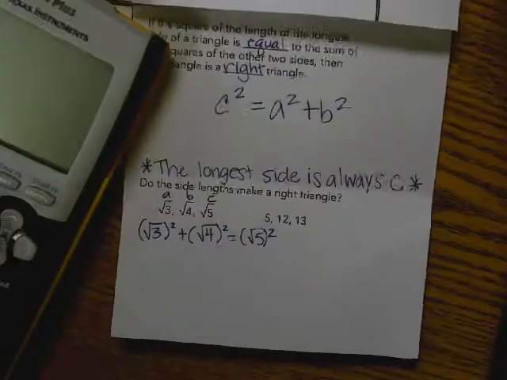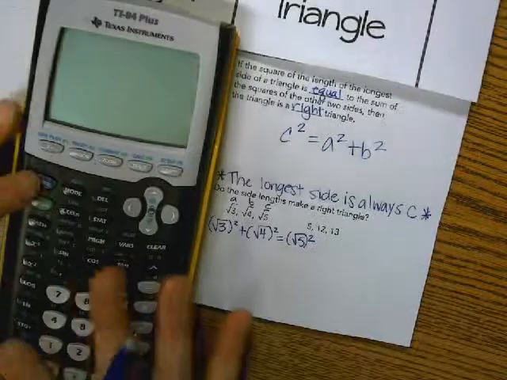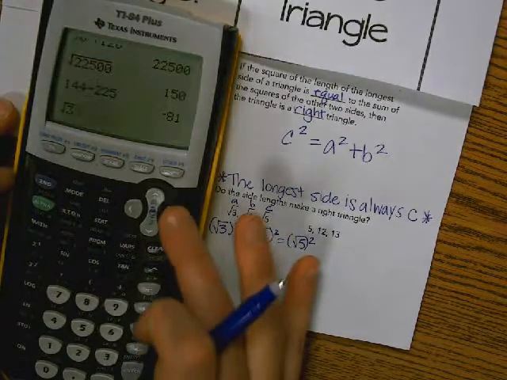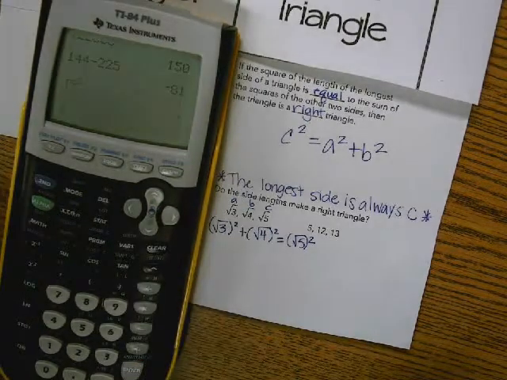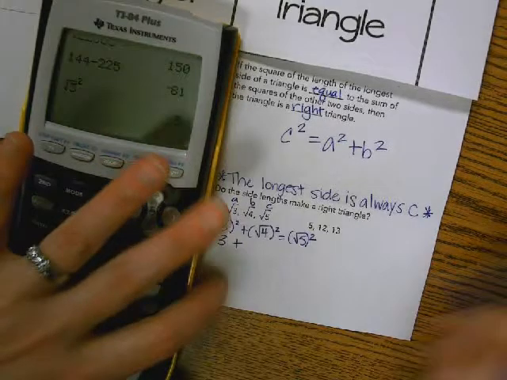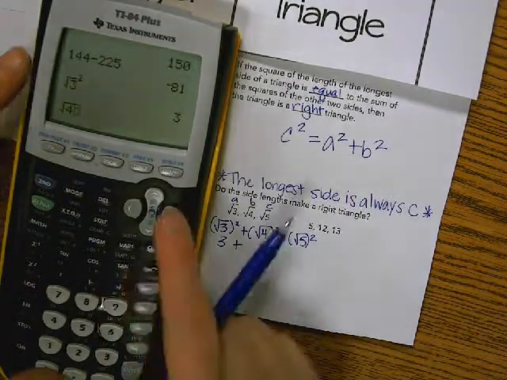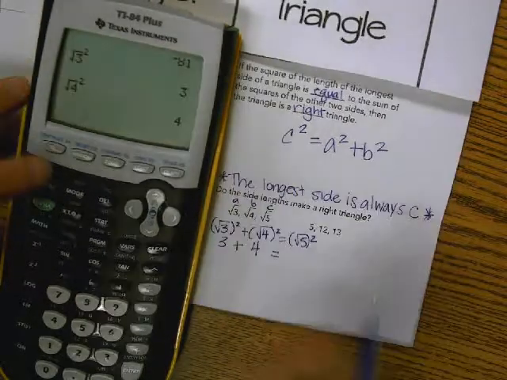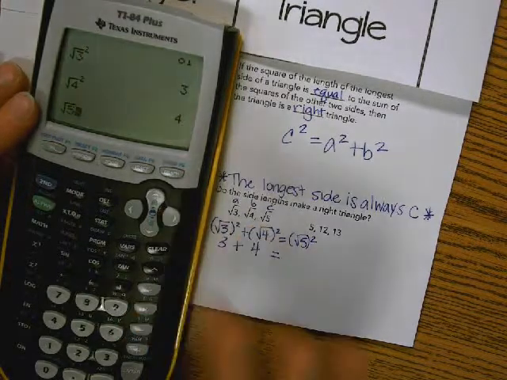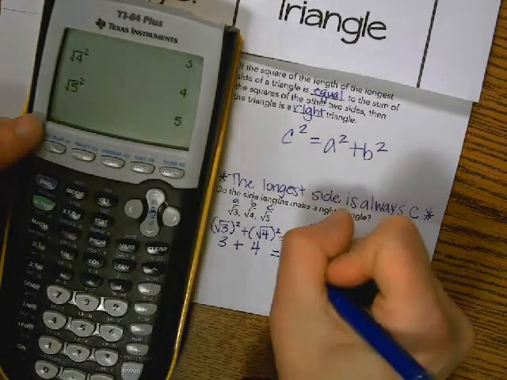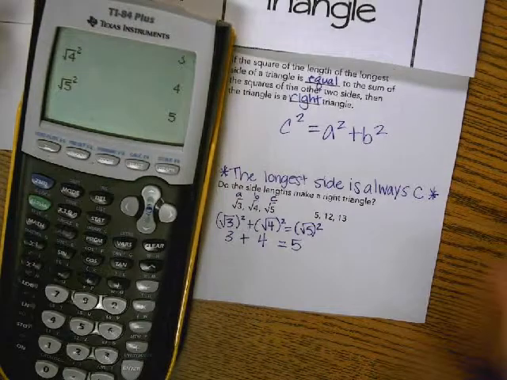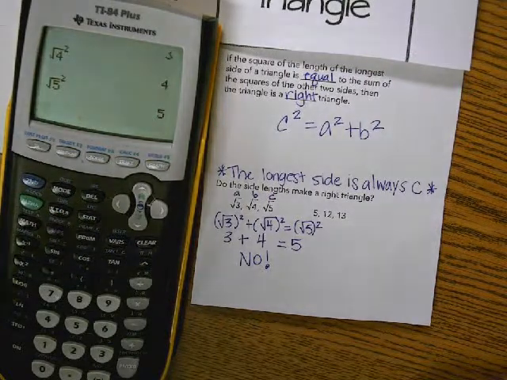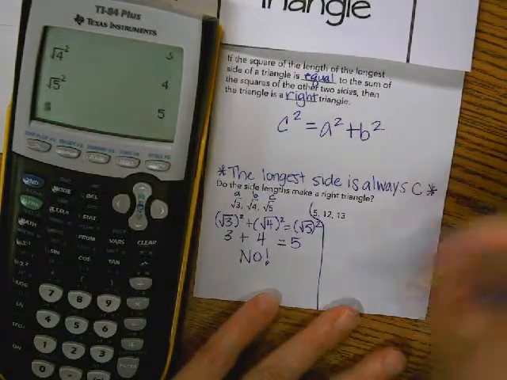Use that handy dandy TI-84 Plus graphing calculator and type in second square root of 3 and then square it. That gets you 3. Plus square root of 4, arrow out and square it. That gets you 4. Does that equal square root of 5 and then square it? Does that equal 5? Does 3 plus 4 equal 5? No. So this one is not a right triangle. Okay? Let's look at this other one.